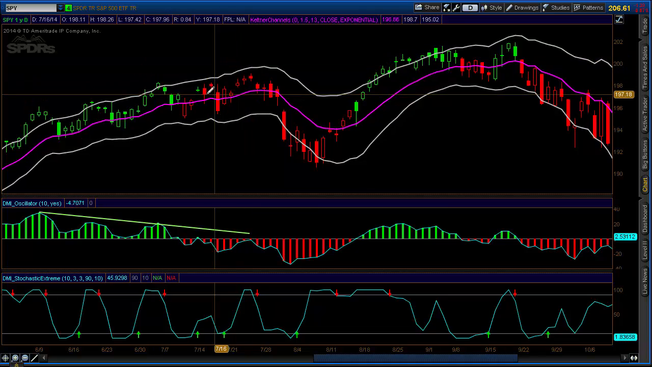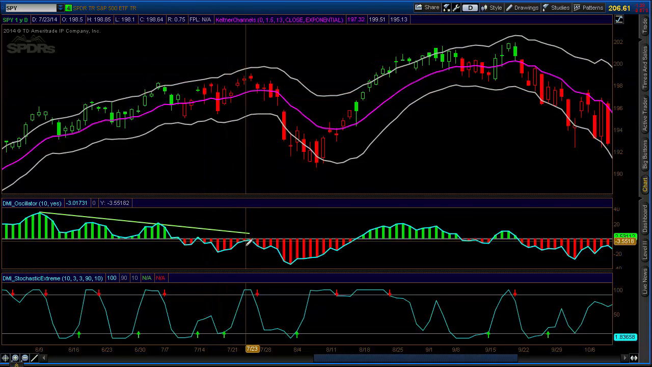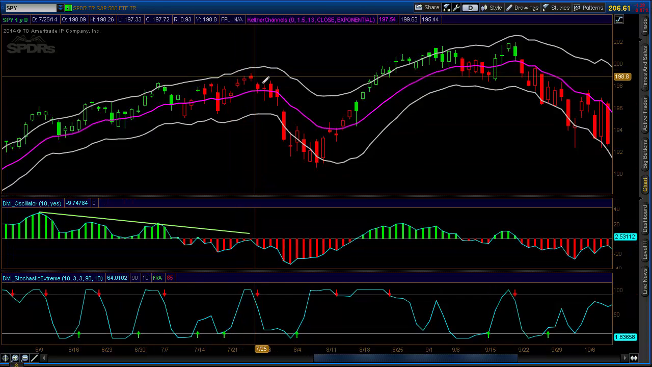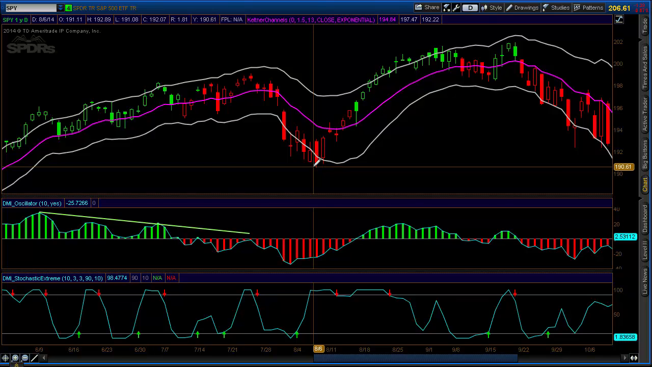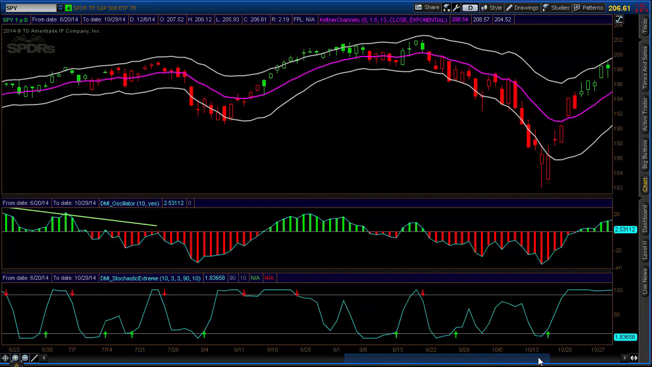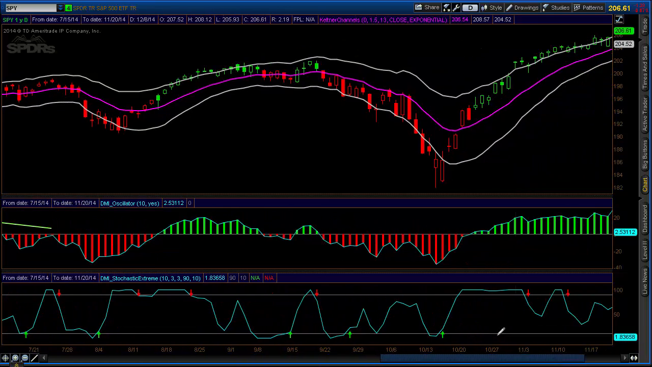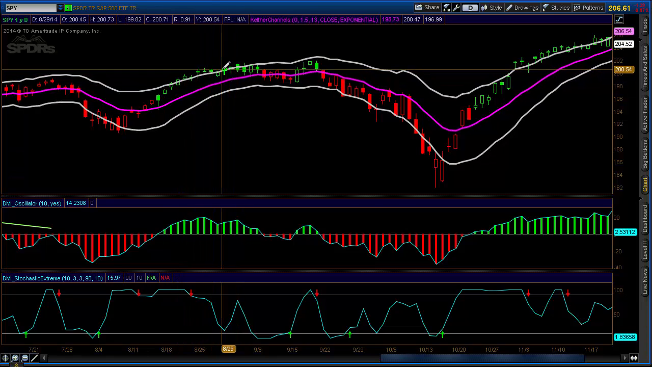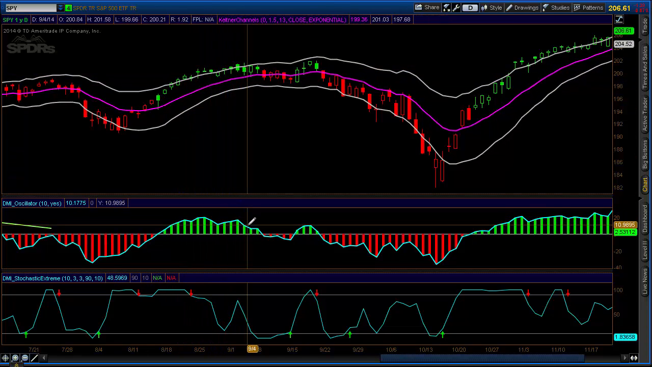We didn't actually get the big sell for another week or so, but you can see when the stochastic aligned with that, we retested the zero line, and that's really what started this big move down. Then a similar thing happened back in September, where the market was starting to make new highs, but the oscillator started to roll over.